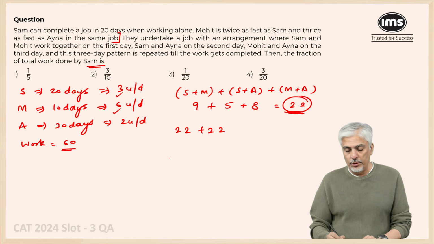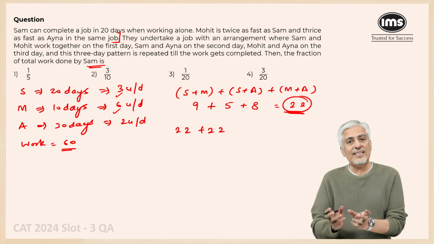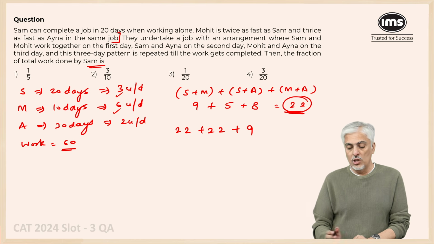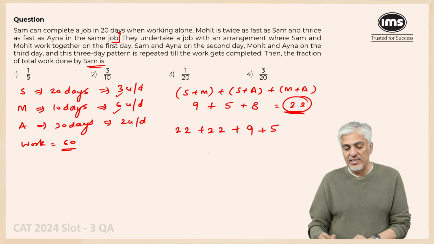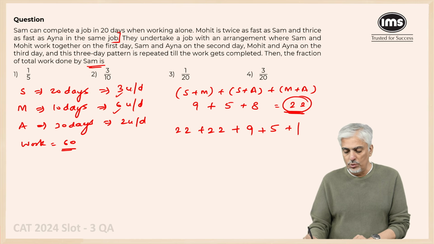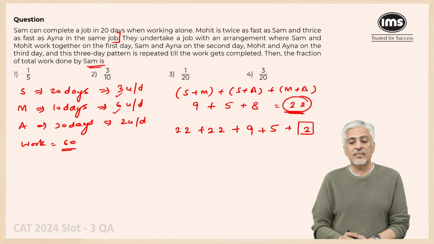Second set of 3 days, 22 units will be done. So 44 is done. Then 6 days are over. So on the 7th day, 9 will be done. So 53 is done. On the 8th day, 5 is done. So again, 58 is done. On the last day, instead of 8, only 2 units are done. Anyway, last day Sam was not there. We want to know the fraction of the work done by Sam.